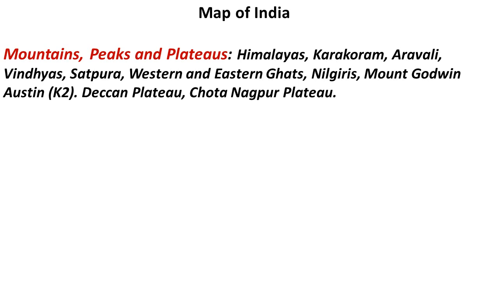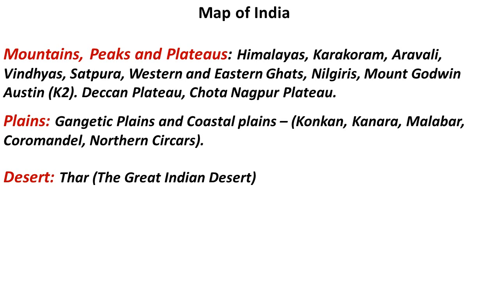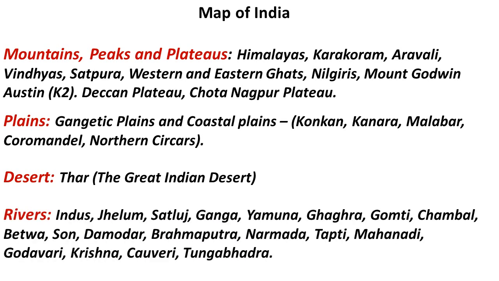Mountains, peaks and plateaus. You have to mark Himalayas, Karakoram, Aravalli, Vindhyas, Satpura, Western and Eastern Ghats, Nilgiri, Mount Godwin-Austen, shortly known as K2, Deccan Plateau and Chota Nagpur Plateau. Plains: Gangetic Plains and Coastal Plains. It includes Konkan, Kanara, Malabar, Coromandel and North Sircars. Desert: you have the Thar Desert, the Great Indian Desert.